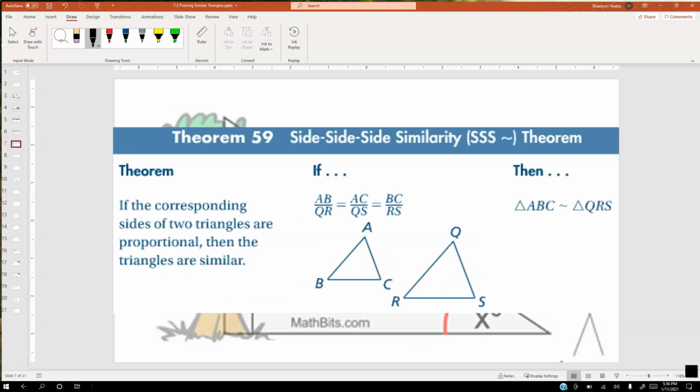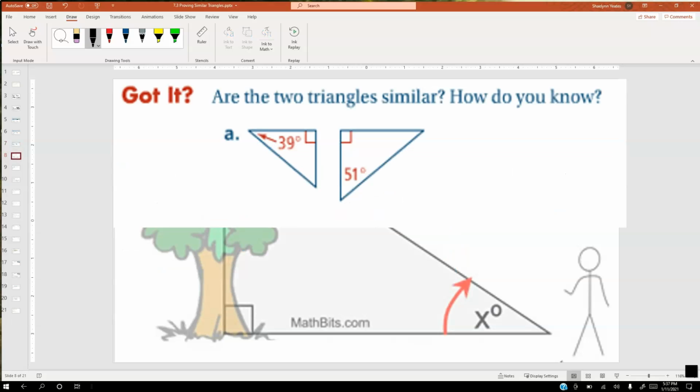Okay, the last one is side-side-side similarity, which means we can make a proportion between all three sides, and all three sides will be equal, like those three fraction sides. Okay, so now we're going to use these properties to help us out.